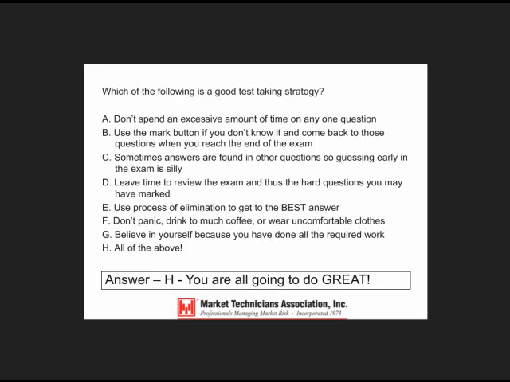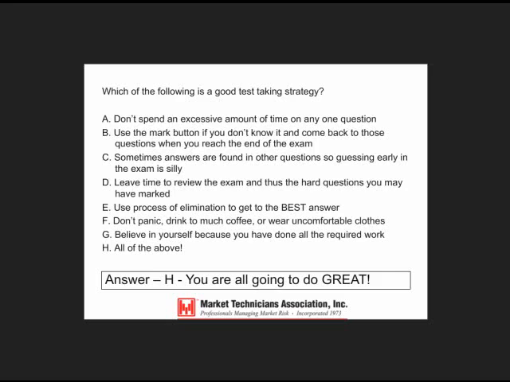Maybe sometimes the answers are found in other questions, so guessing early on in the exam might be a little silly. Mark that question, go back to it. You'll find out that, in later questions, because remember they're randomly generated, you might be reminded of something. You'll be able to go back and answer that question correctly. Make sure you leave time at the end to review when you do mark things, and harder questions that you have marked, you'll be able to have time to go back to them.